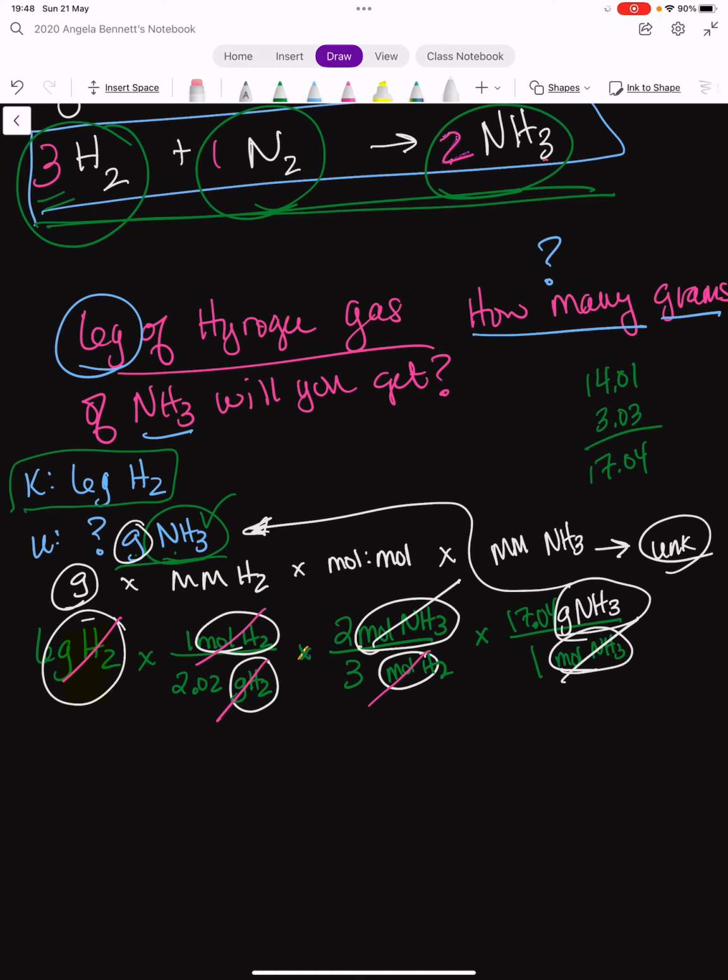All right, so let's take a look at what we've got. We are going to have 6 times 1, which is just 6, right? Times 2 times 17.04. All right, so my numerator is 204.48 grams of NH3, divided by 2.02, my denominator, times 3 times 1, 6.06. Notice there are no units left over in my denominator, so I'm not going to write them. So now let's do that division.